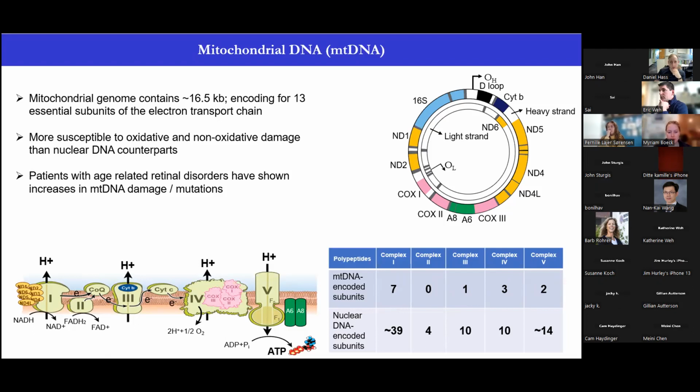And so mitochondrial DNA is also more susceptible to oxidative and non-oxidative damage than nuclear DNA counterparts, and that's for multiple reasons. The first, mitochondrial DNA is intronless, meaning that any sort of damage or mutation is going to occur in a coding region. And then mitochondrial DNA is also close to the production of free radicals. As we all know, the leading endogenous producer of free radicals is the electron transport chain. And then unlike nuclear DNA, mitochondrial DNA lacks protective histones.